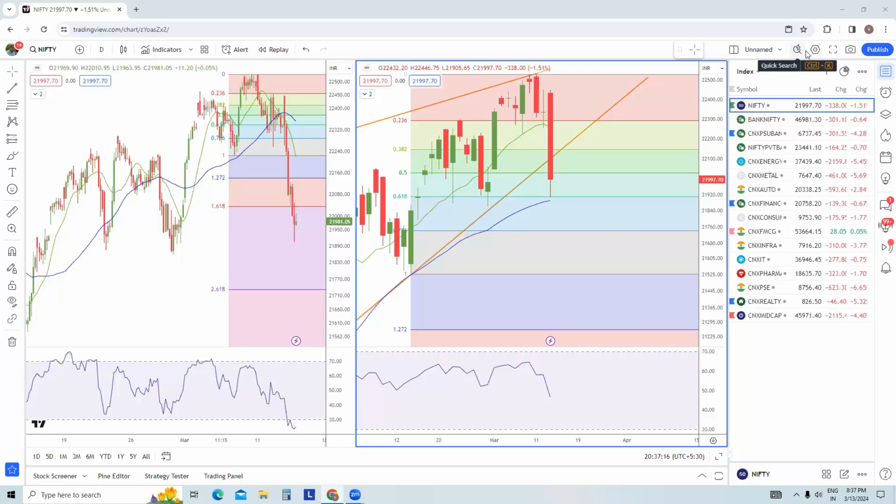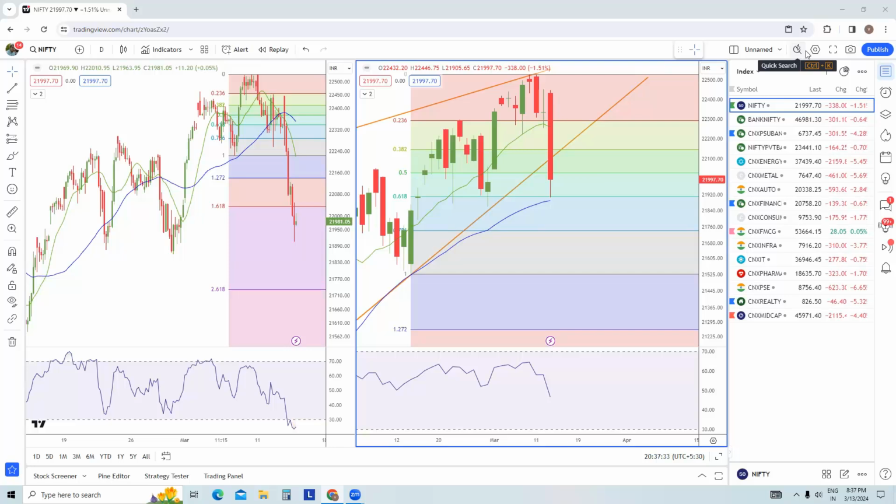I know it's really funny to say good evening to all of you because today has not been that great in the markets for many people. As you can see, the markets have tanked more than 1.5%, especially in Nifty.